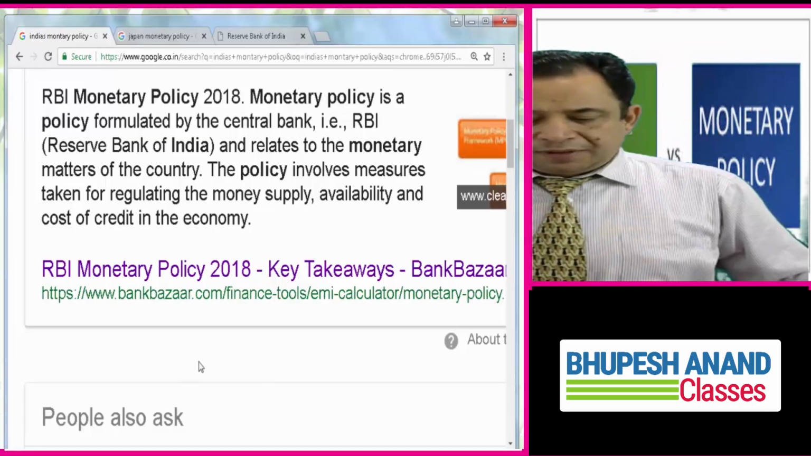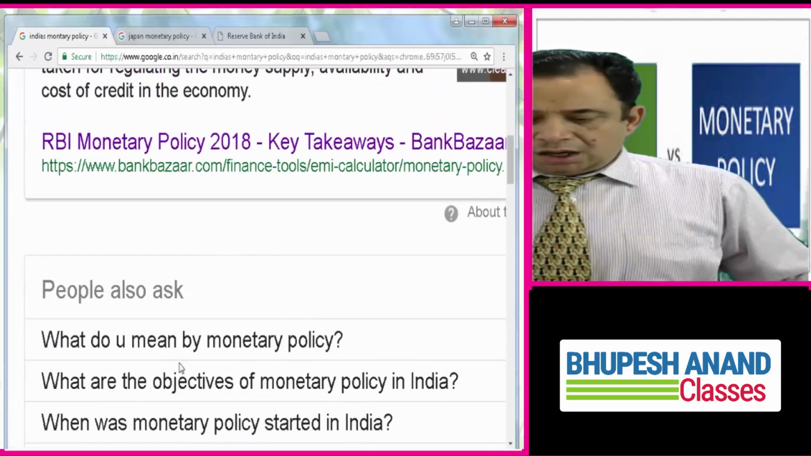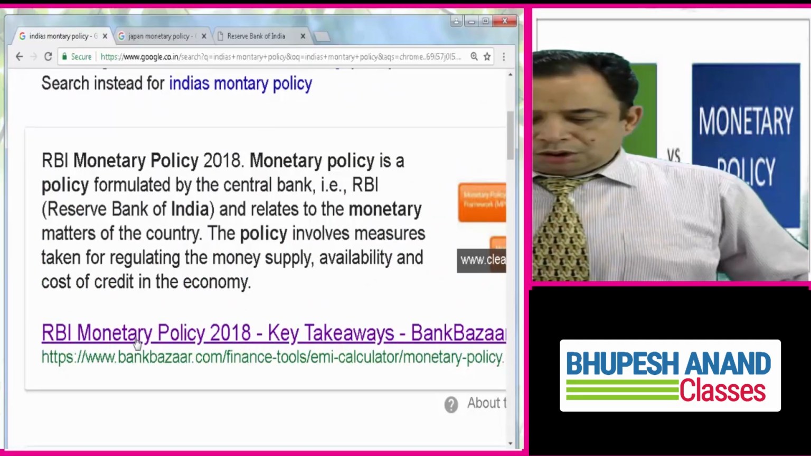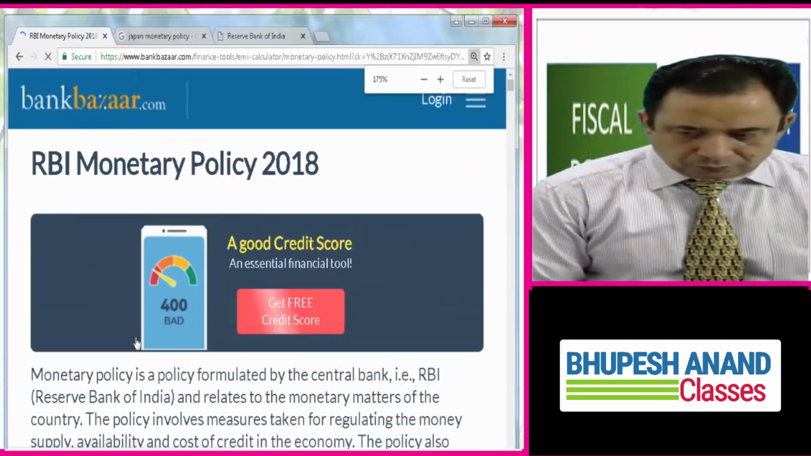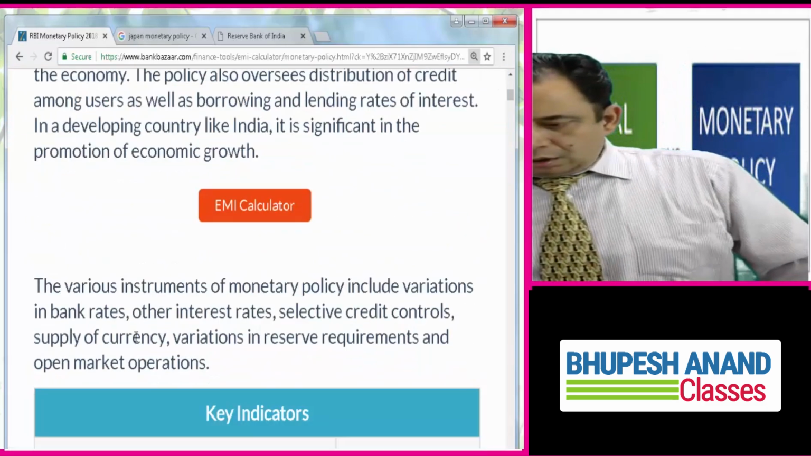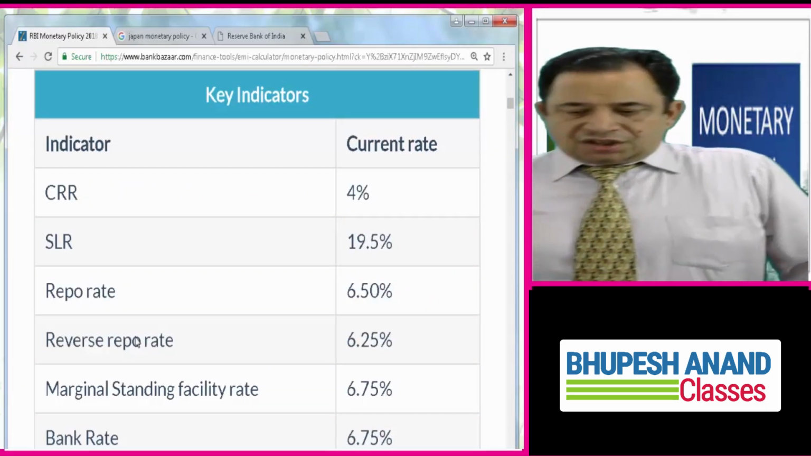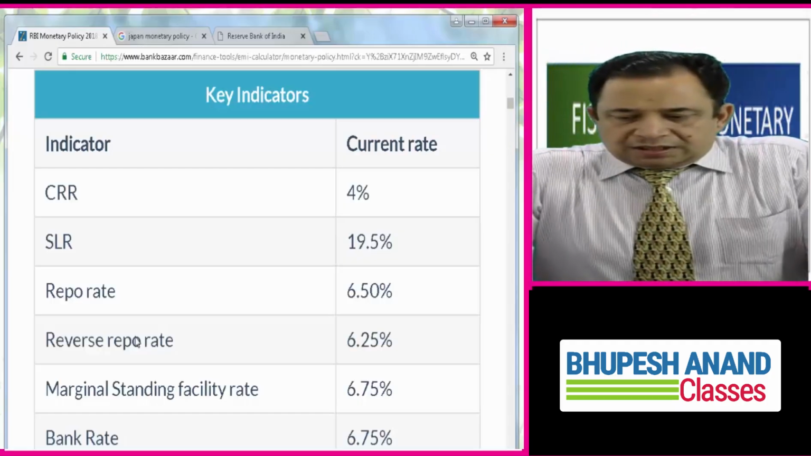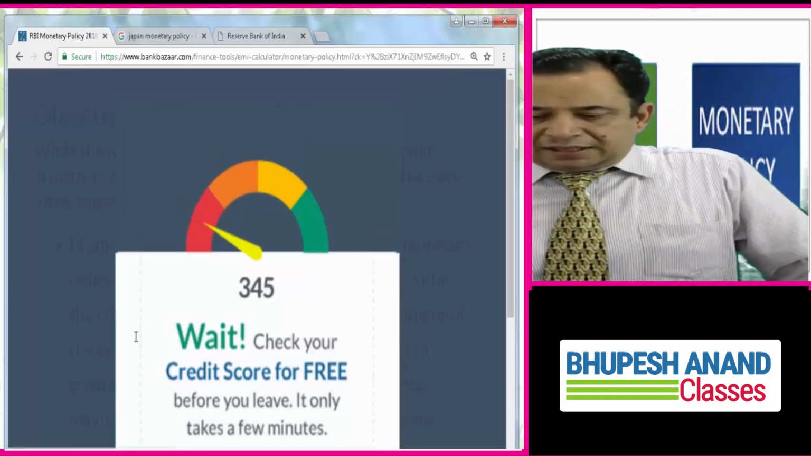So let's see. As per Wikipedia, the monetary policy, or the monetary policy 2018 as per BankBazaar. Let's see that. Key indicators: the cash reserve ratio will be this much, SLR will be this much, repo rate will be this much, reverse repo rate will be this much. We have just seen that. What is the meaning of that?